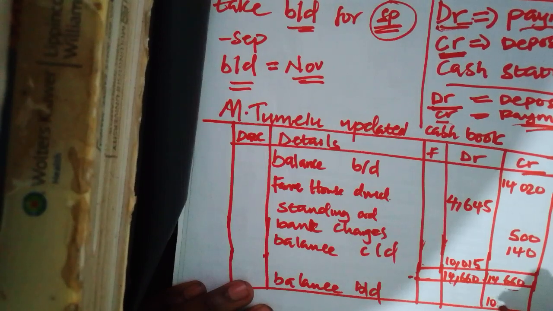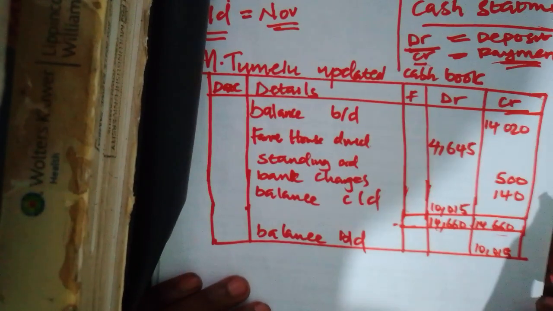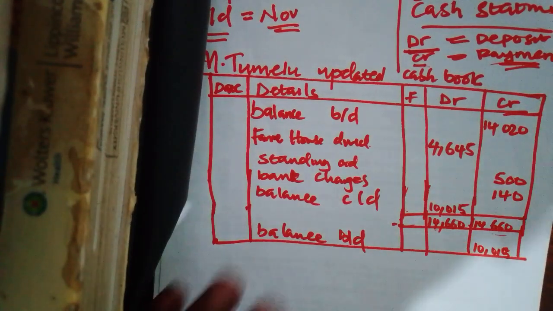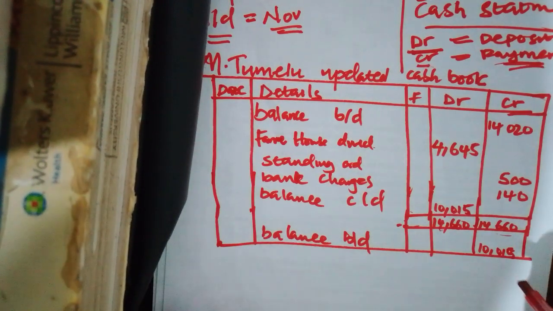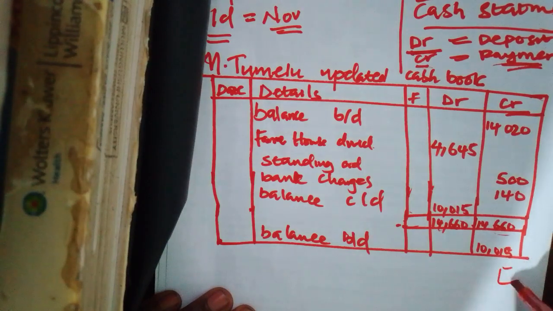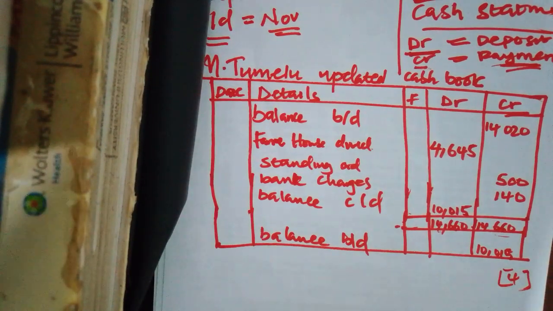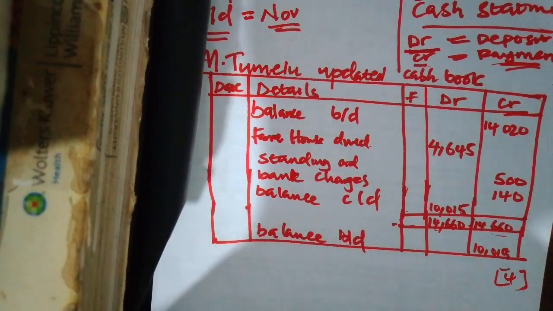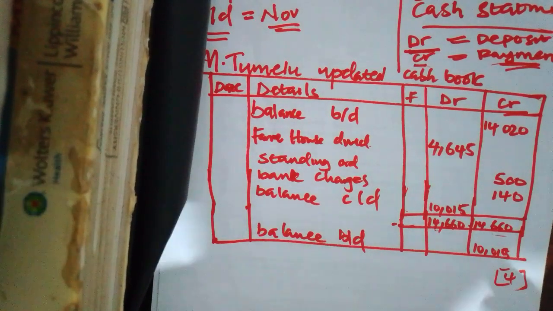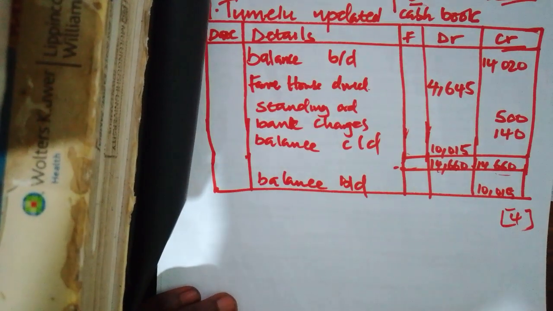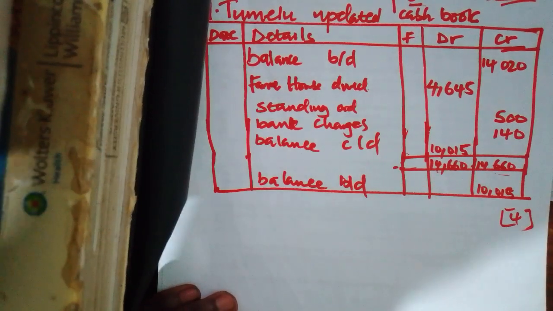10,015. You also put here 10,015. So once you are done, this means you have finished the updated cash book. Then you have gotten 4 marks. So this is how simple it is to prepare the updated cash book.